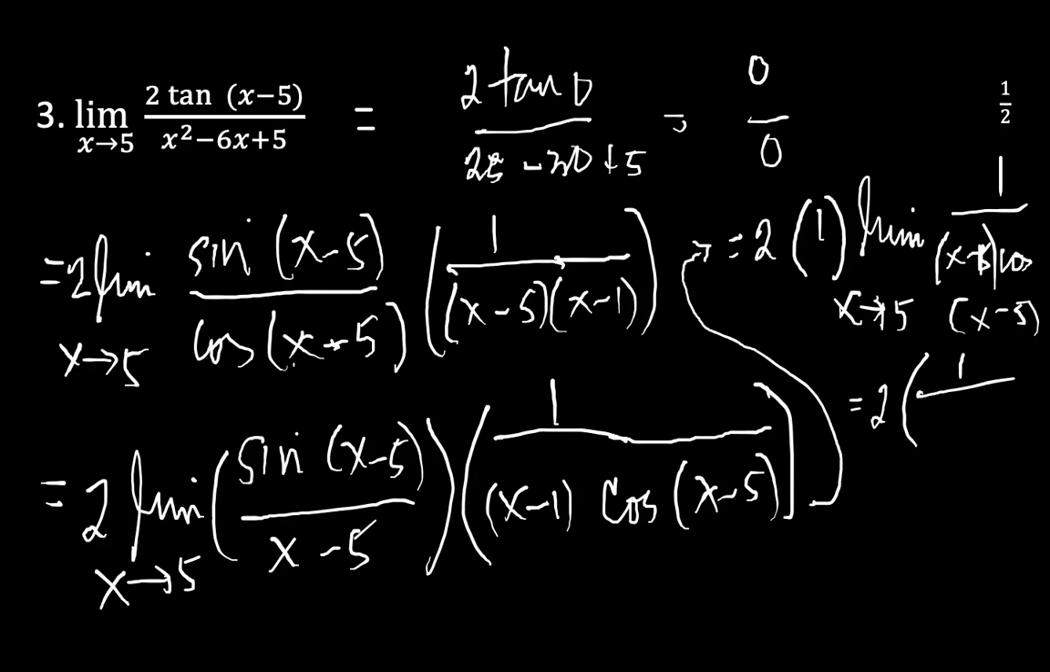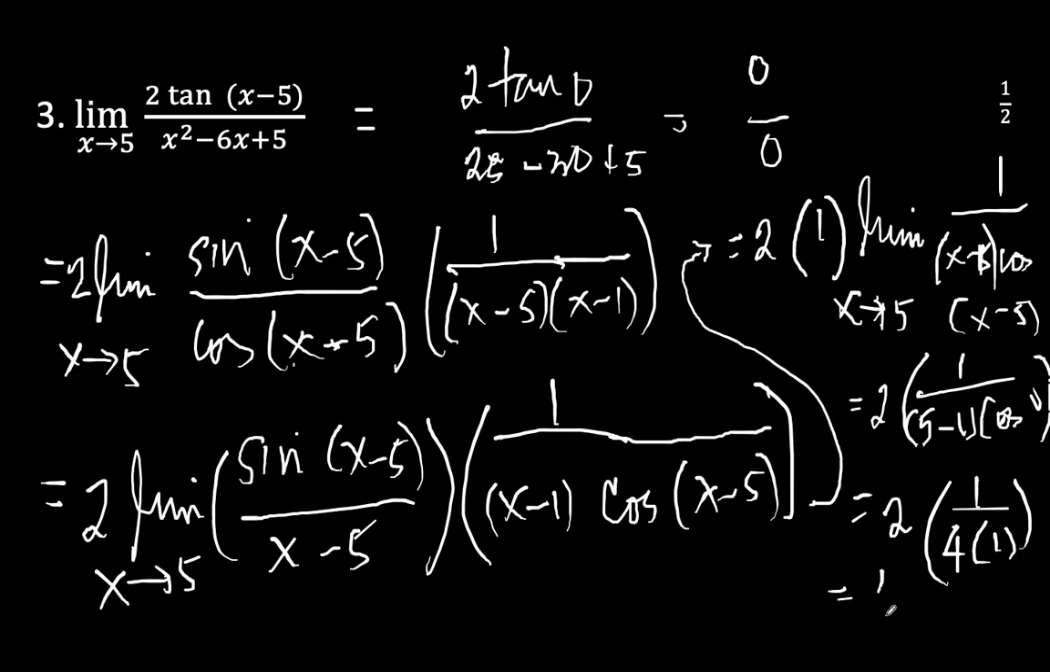We can do direct substitution for the value of x, which is 5. So 5 minus 1 times cosine 0. So this becomes 2 times 1 over 4 times cosine 0, which is equal to 1. So this is equal to 1 half, because 2 times 1/4 is 1 half. So therefore, our answer is 1 half. Okay? And again, I hope we got the same answer, and I hope you understood what I wrote here on this side.